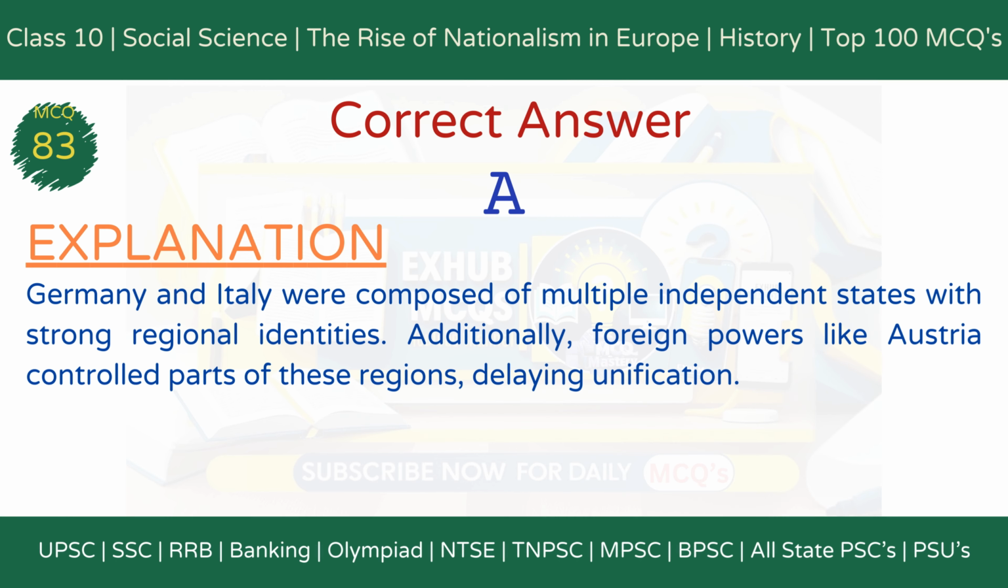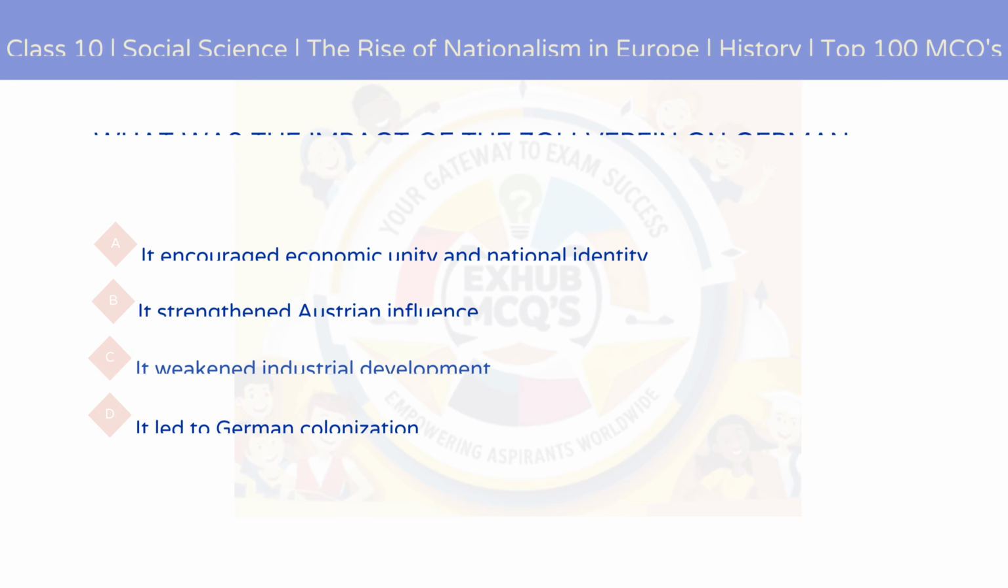The correct answer is option A, due to strong regional identities and external influences. Explanation: Germany and Italy were composed of multiple independent states with strong regional identities. Additionally, foreign powers like Austria controlled parts of these regions, delaying unification.